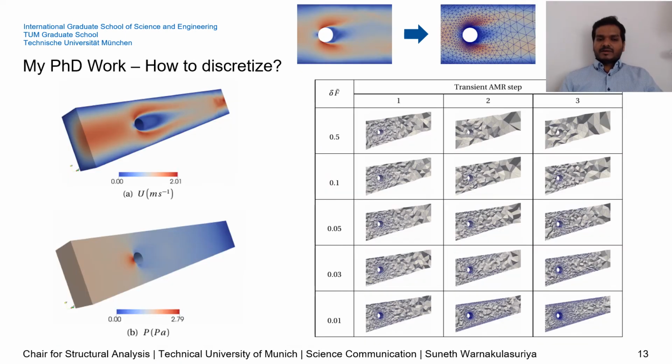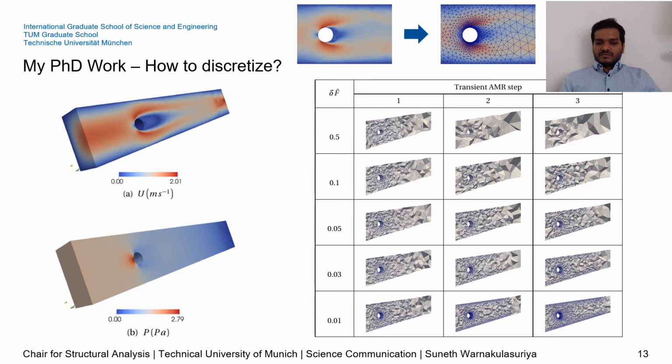The next part of my doctoral research is how we do the discretization, because it involves a lot of human effort. The engineer needs to decide where to put more small elements, where to put large elements, and where not to do anything. So what I did was to automate this decision making as much as possible.